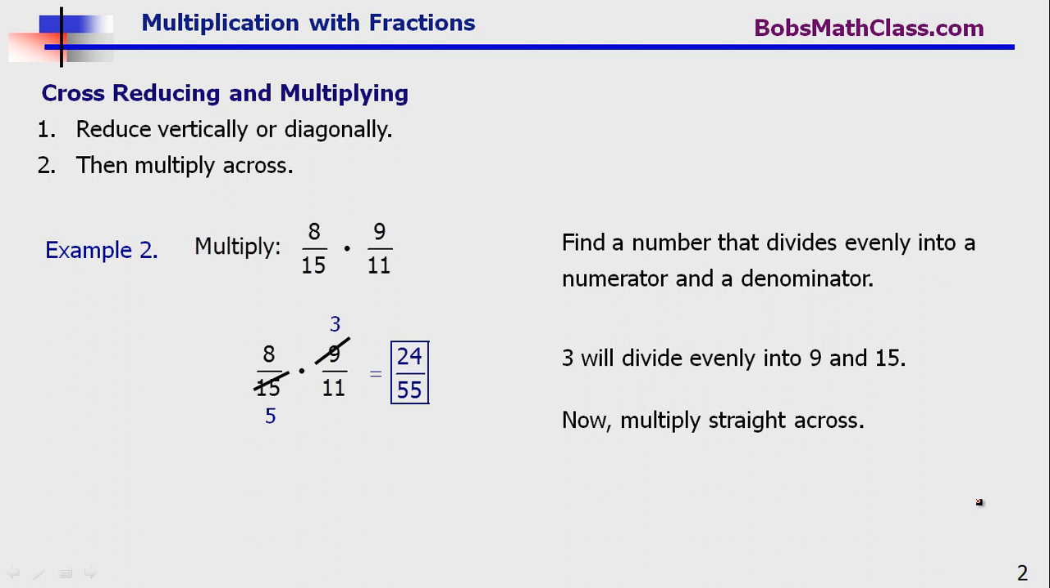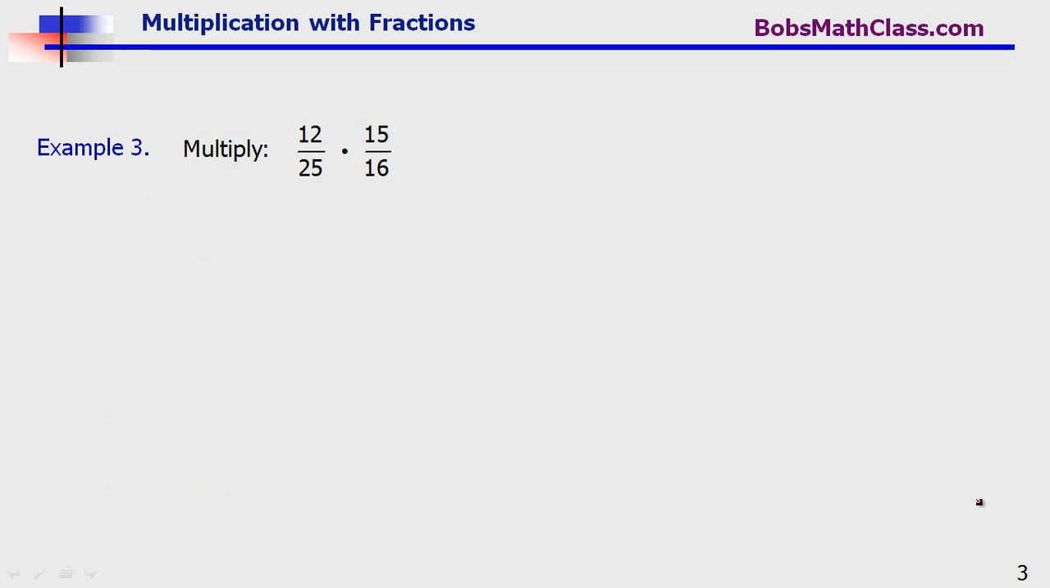Okay, so that wasn't so bad. If we were to multiply across, we would have gotten 72 in the numerator and then 15 times 11, whatever that is, and then we would have had to reduce that number. Okay, let's go on. 12 over 25 times 15 over 16. You might want to pause the video and try to work it out on your own. If not, then let's get started.